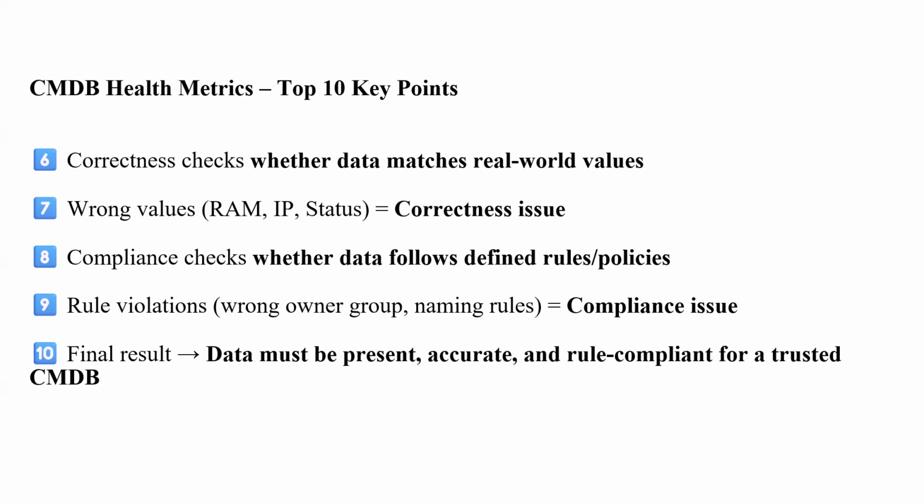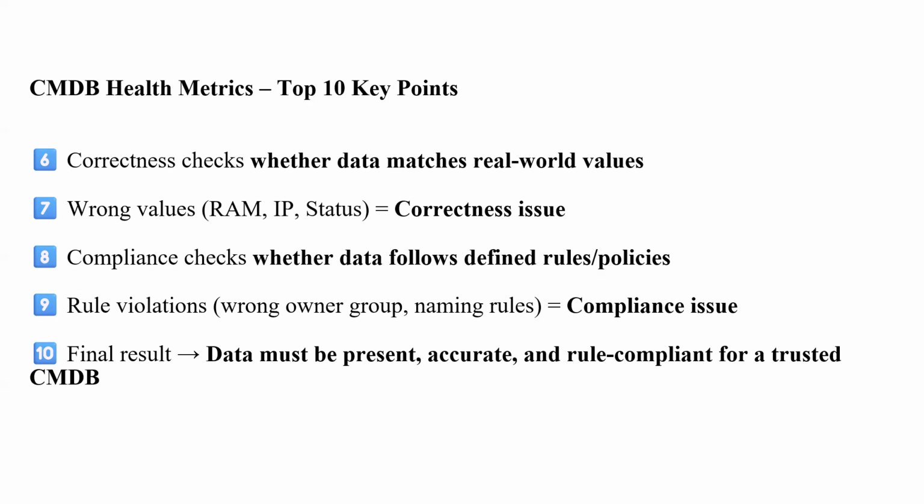Eighth one, compliance. Checks whether data follows different rules or policies. Ensures the governance standards are followed. For example, naming convention must follow the company standards. Ninth one, rule violation is a compliance issue. So data violates the defined policies. For example, server name not as per the standard and incorrect assignment group. So impact is audit failures and poor governance.